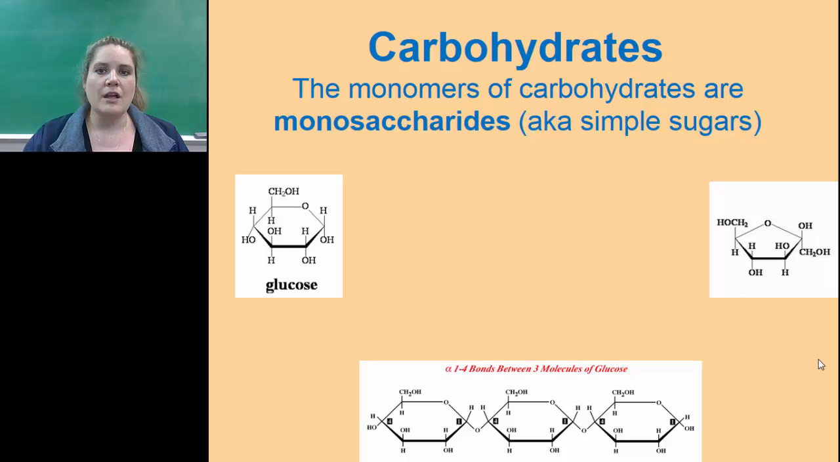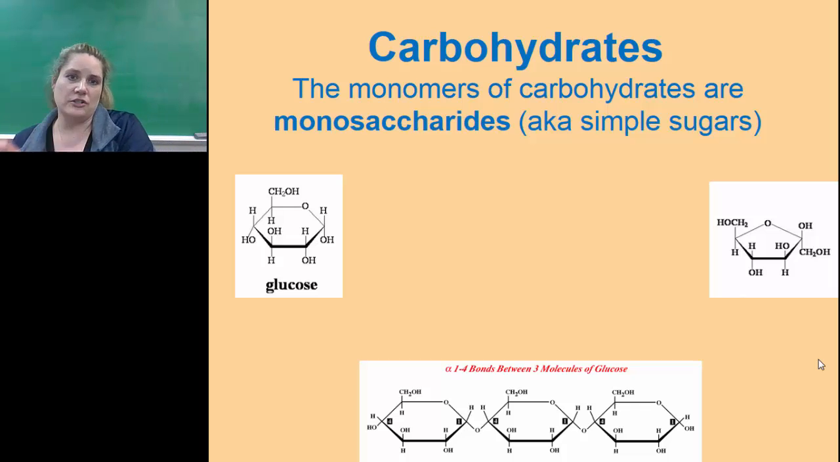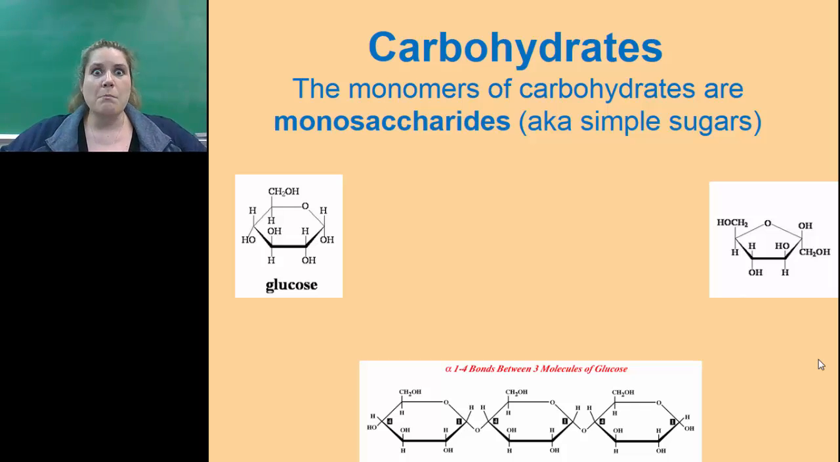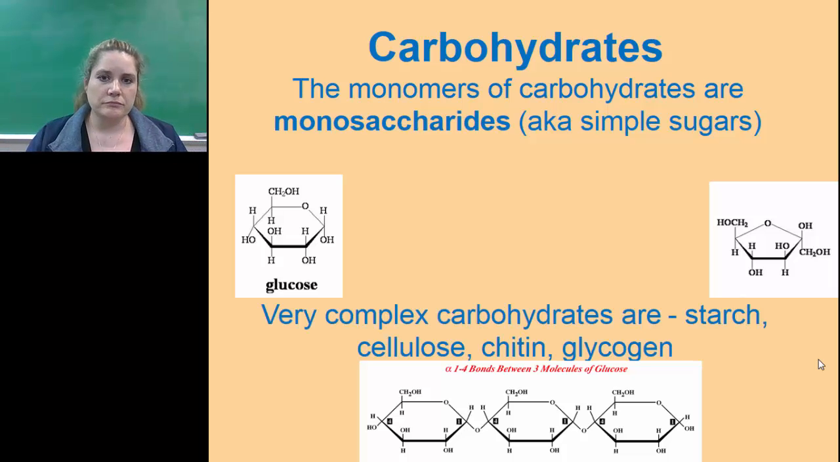Okay, carbohydrates specifically. The monomers of carbohydrates are called monosaccharides. Mono means one, saccharide means sugar, so one sugar. It's a simple sugar. So glucose is an example of a simple sugar. But then you can take glucose and attach to glucose and attach to glucose and attach to glucose, and you can get a much bigger carbohydrate. So some examples of really complex carbohydrates are starch, like in your pastas and in your breads and in your potatoes.